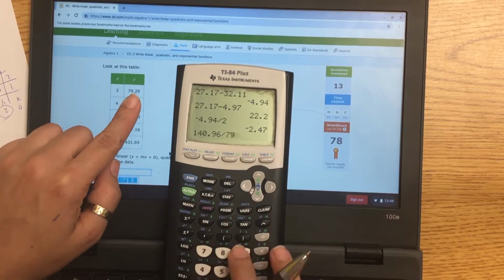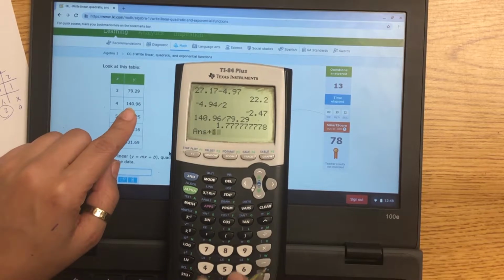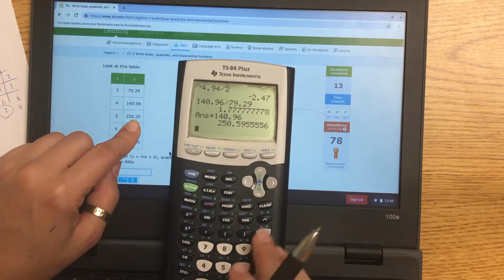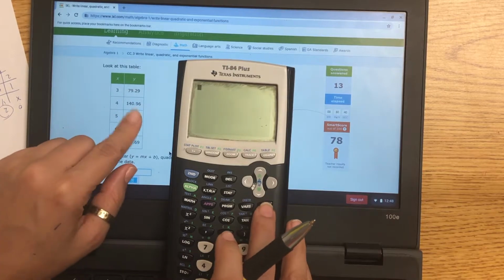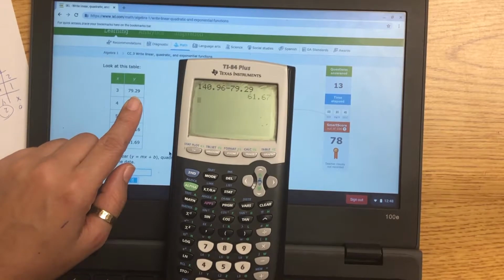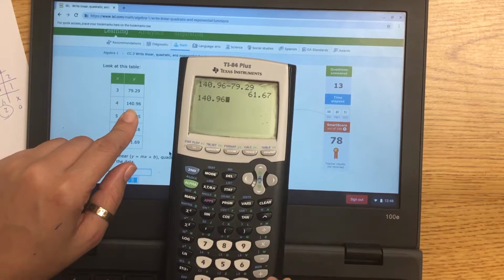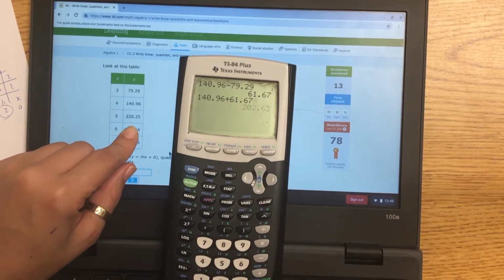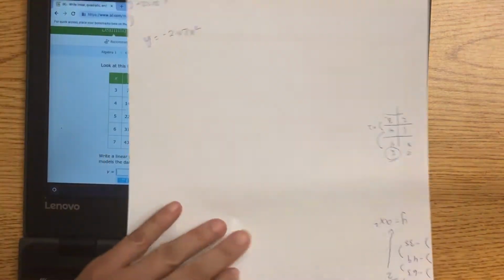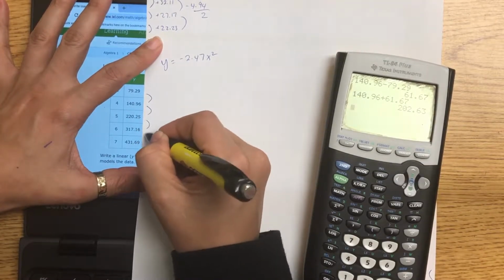All right, so second divided by first: 140.96 divided by 79.29. Let's see if I do 140.96 times that, am I going to get the next number? No, so it's not exponential, so I'm going to check if it's linear. 140.96 minus 79.29. I'm saying it's changing by 61.67. If I start with 140.96 and add 61.67, do I get to 220? I don't, so this is going to be a quadratic one again. Be careful with the quadratic because you have to do it twice.